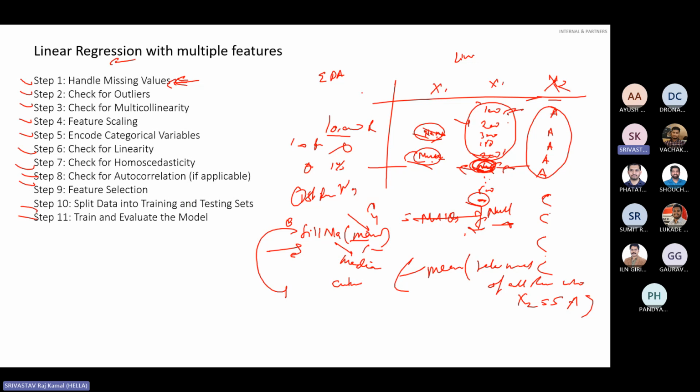But the ideal way, before going to any experiment, is to replace with the mean or median, or maybe remove the rows. So you answered well. Check for the outliers.